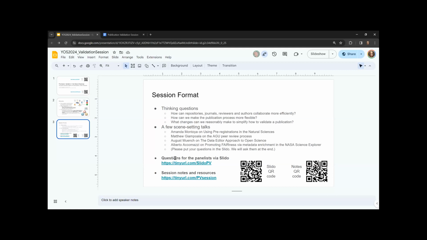Then we'll have Matthew Giampuala, I hope I did a reasonable approach of your name, on the AGU peer review process, followed by August Munch, I'm sure I screwed that one up, on the data editor approach to open science, and the one I should know, Alberto Alcamazzi, on promoting FAIRness via metadata enrichment in the NASA Science Explorer. So again, 7 minutes per talk. I'll try to give some sort of indication at 6 minutes to give you that 1 minute warning. All right, so I will stop sharing and hand it off to Amanda.